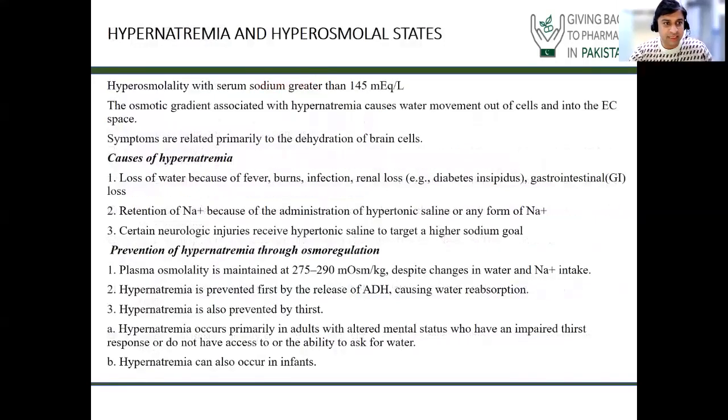So what happens in hypernatremia? Any sodium level above 145 is hypernatremia. The osmotic gradient associated with hypernatremia causes water movement out of the cells and into the extracellular space. So these symptoms are related primarily to the dehydration of brain cells.